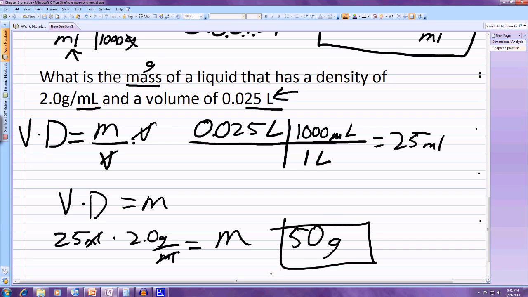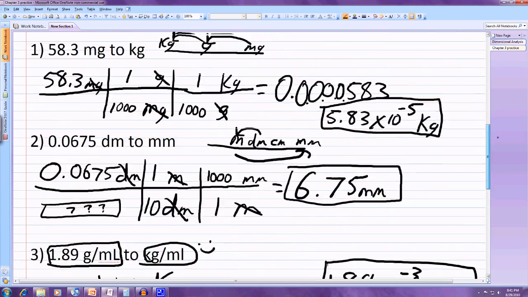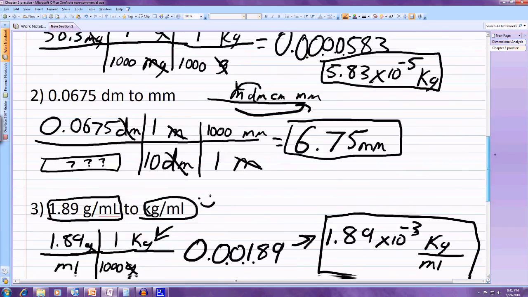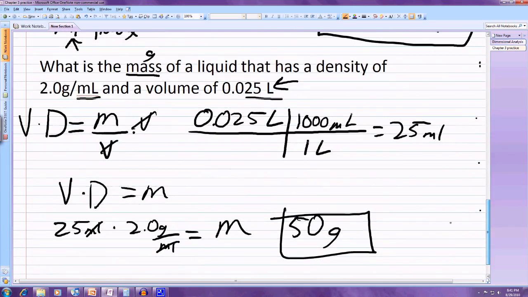Alright, so there's a quick review over a couple problems. We've got dimensional analysis that we've covered, and a little bit of density. Those are some of the big types of problems that we will see in Chapter 3.